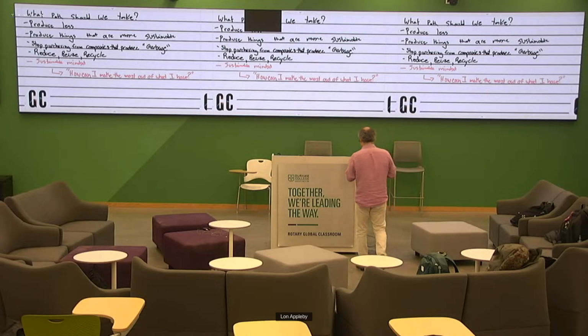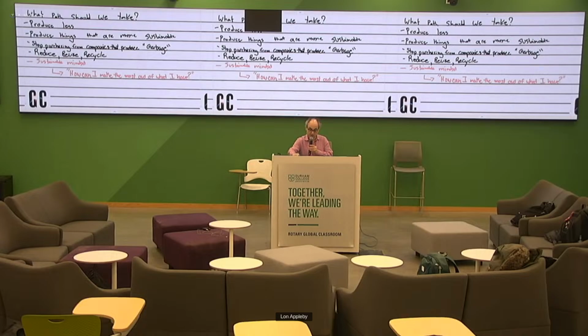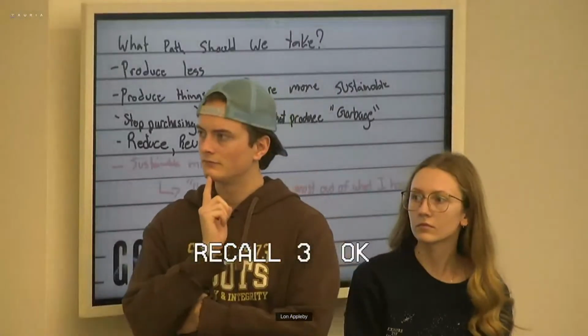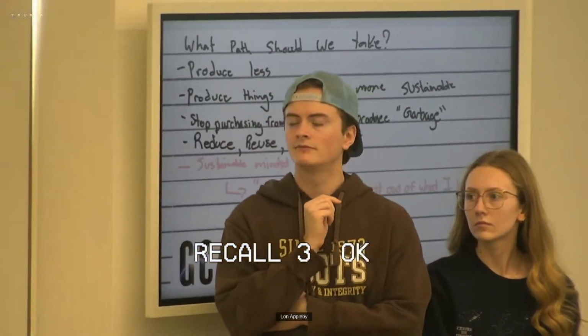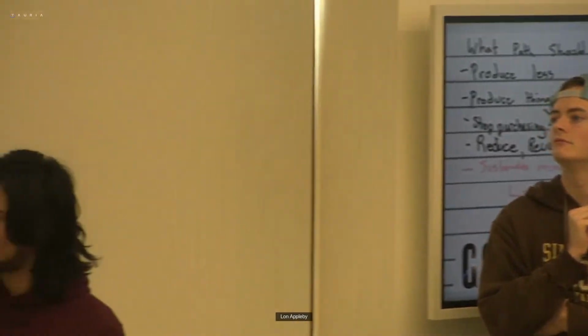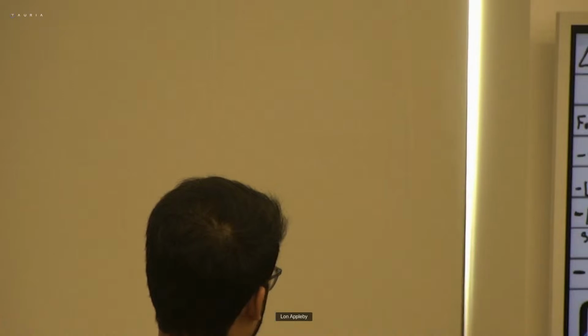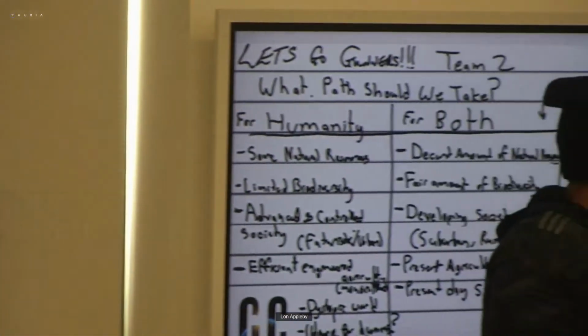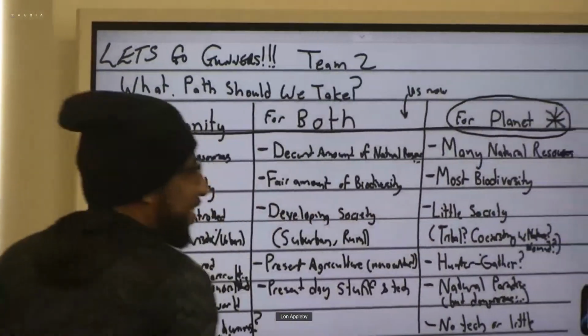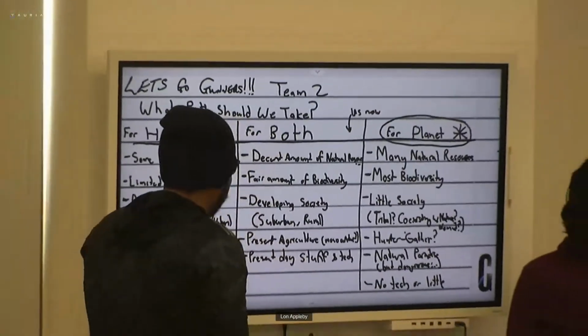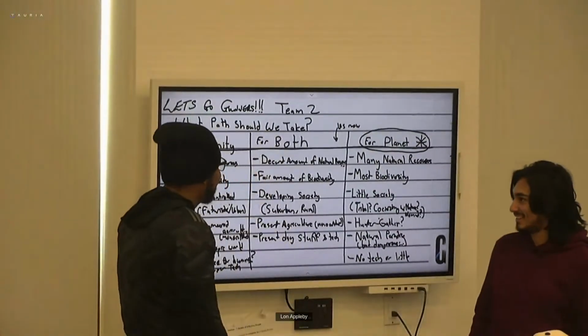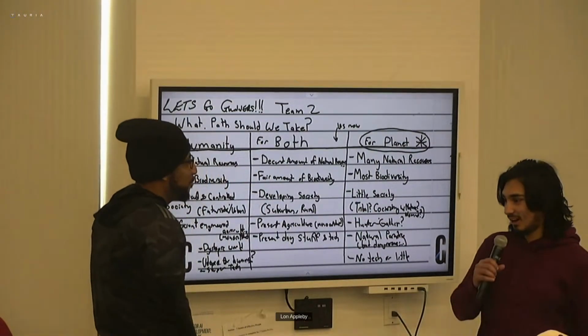Okay, so in regards to the question, we thought that there were 3 paths that we can take. One that focuses on humanity, one that focuses mainly on the planet, and one that focuses on both. And to go through all three of them, you have my colleague here. Great. I'm just zooming out. Okay, so here we go. Go ahead, Beirut, and I'll show you on the board.